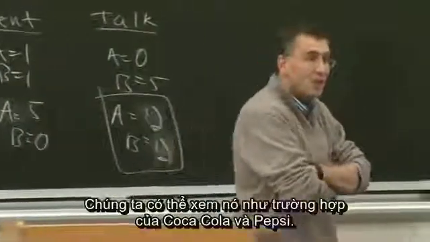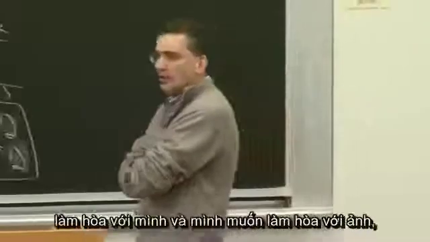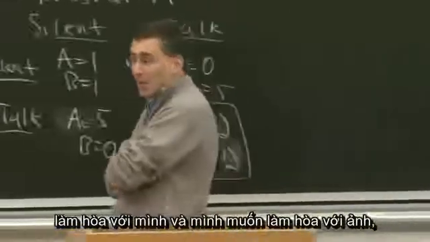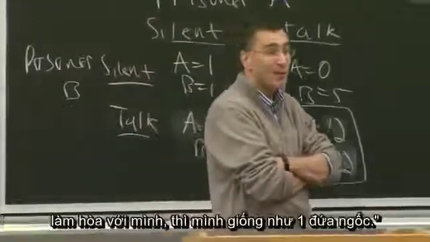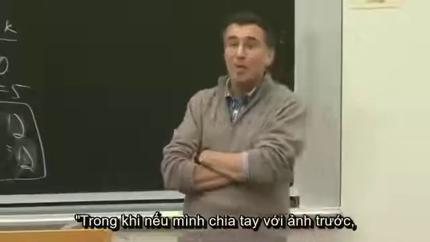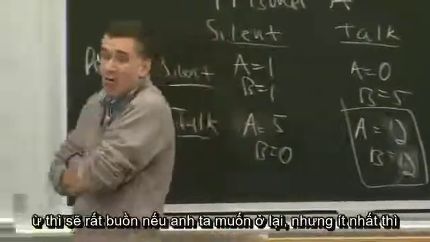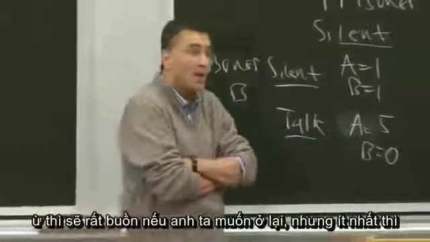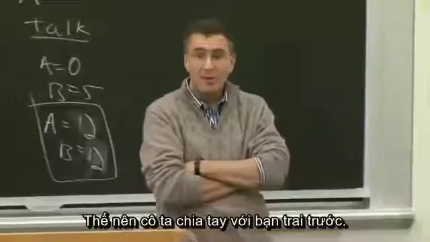Now, we can think of this just like Coke and Pepsi. Allison's going to be thinking, well, gee, if he wants to make up with me, and I want to make up with him, then we're both better off. But if I want to make up with him and he doesn't want to make up with me, that makes me look like a total idiot. Whereas if I break up with him preemptively, yes, it'd be sad if he wanted to stay with me, but at least if he wanted to break up with me, I'll look better. So she preemptively breaks up with him.